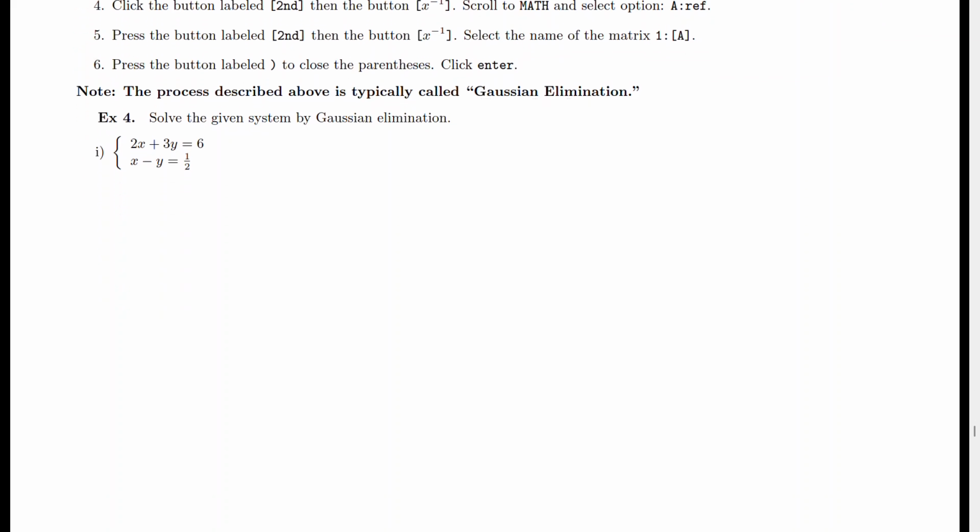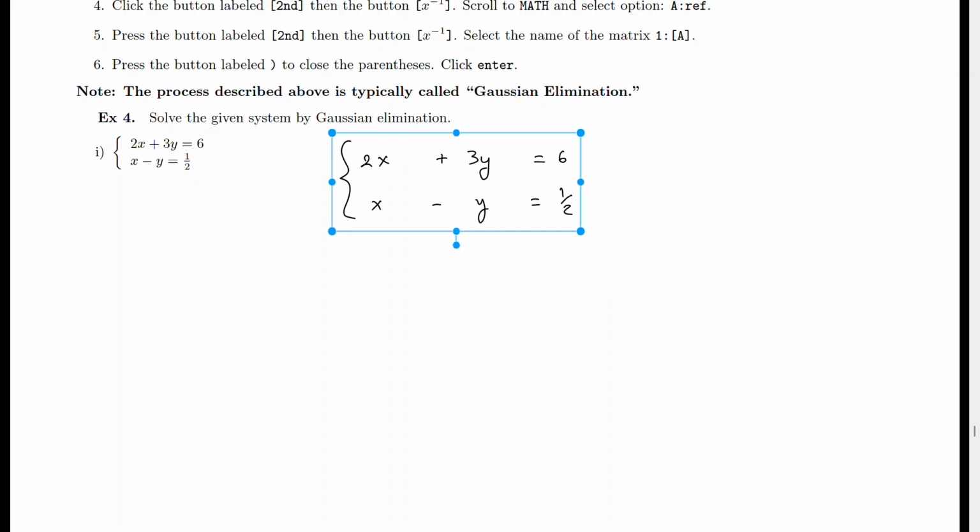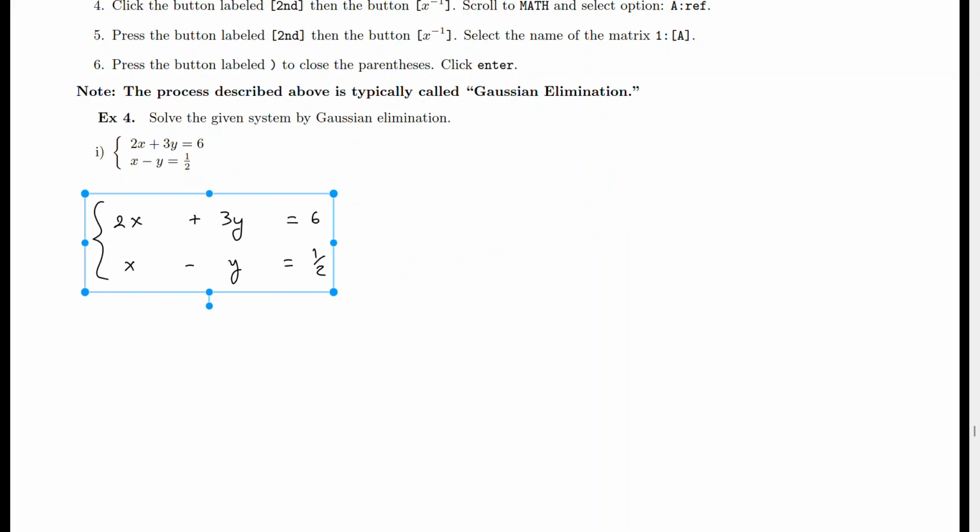So let's see. Example 4 gives us a system which is 2x plus 3y equal to 6, and it gives us x minus y equals 1/2, and it's asking us to solve this system using this new method. So the first thing I want to do is make sure that everybody's all lined up nice and pretty. All the xy's are lined up, all the numbers after the equal sign are lined up, and I'm going to turn this into an augmented matrix.